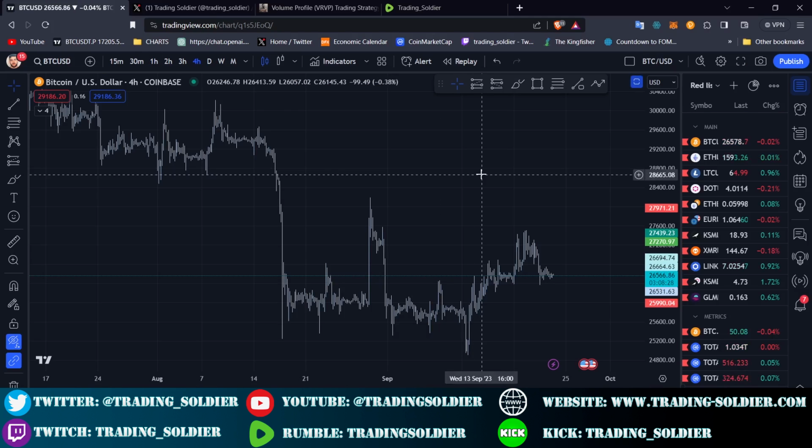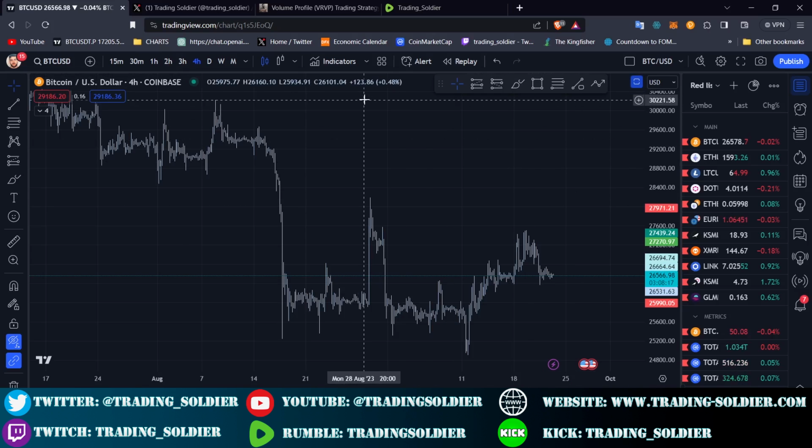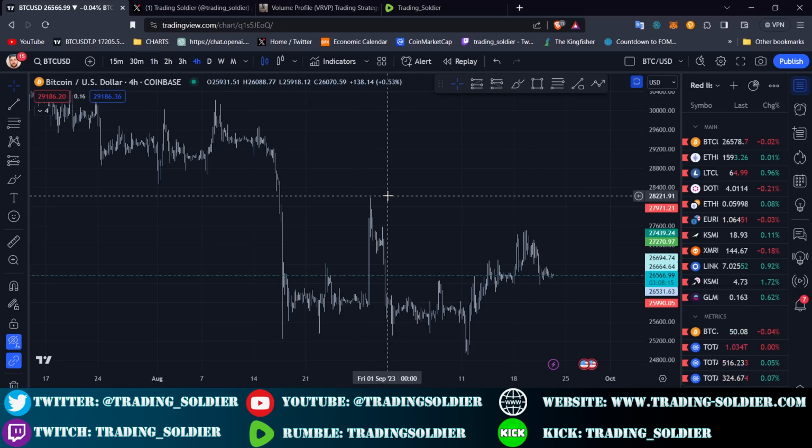So okay, how to develop a trading strategy based just on price action? Well, I'm going to start here with the Bitcoin chart, US dollar, and we need to identify the main zones, support and resistance, or supply and demand zones, where the price has a reaction.